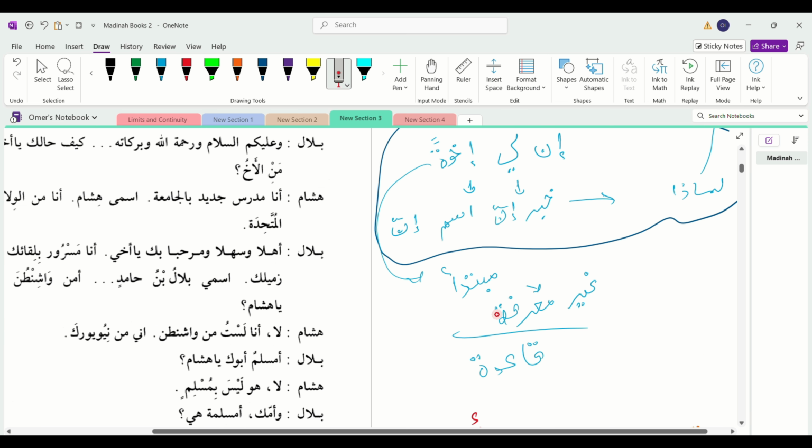And so this is basically a rule that if the mubtada is غير معرفة, or it is indefinite, or it does not have the al in the beginning, then that becomes the ismu inna, and comes after the khabru inna.